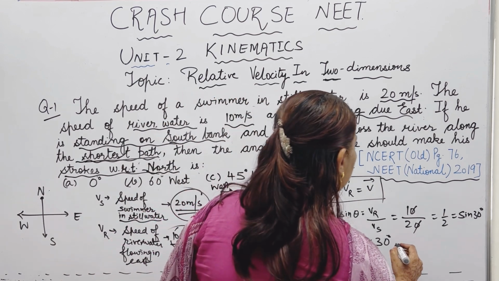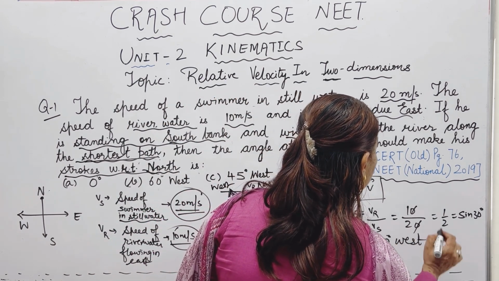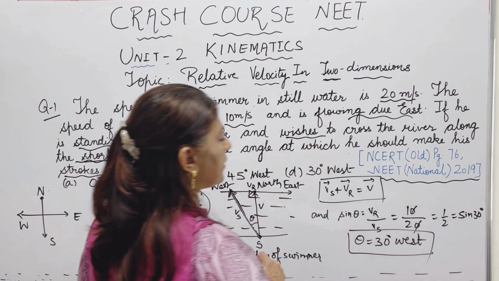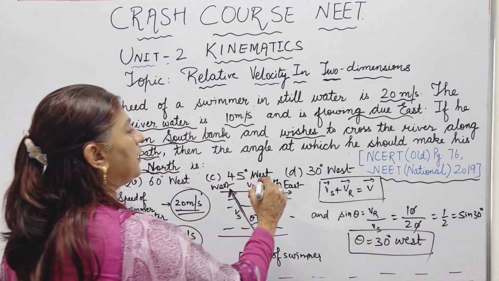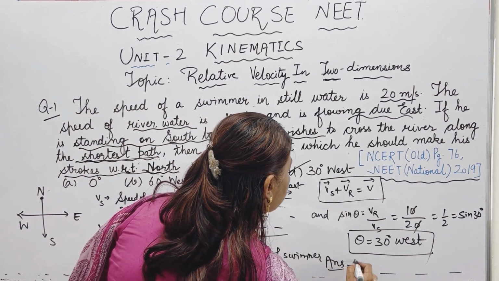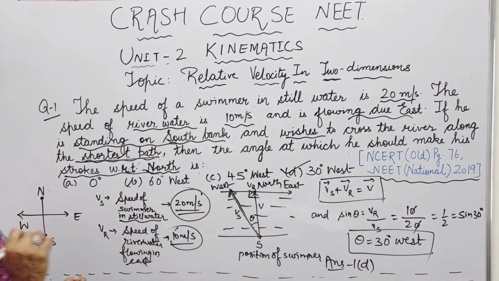So 30 degree with respect to the north, it has to move in the west direction. So option D is the correct option, and the answer for the first is D.